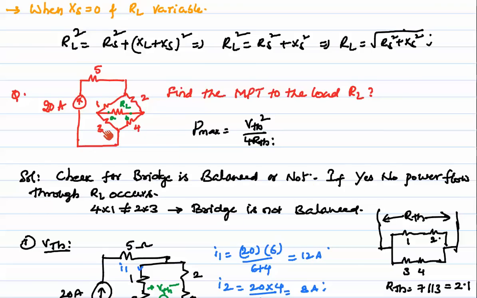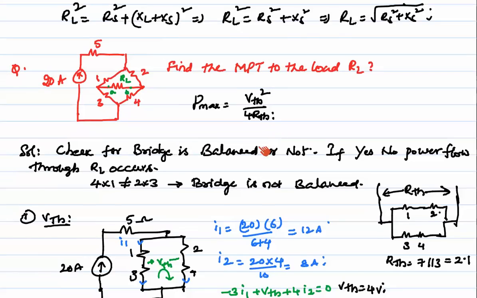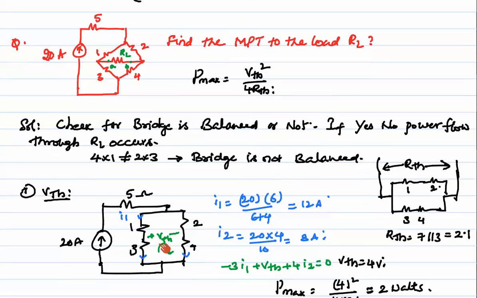So 1 into 4 is equal to 4, and 1 into 4 is not equal to 3 into 2. So this bridge is not balanced here. Next, we need to get P max is equal to VTH square by 4 RTH. So we'll redraw the circuit like this, and here we need to find VTH between A and B. 20 amps is the current flowing here.